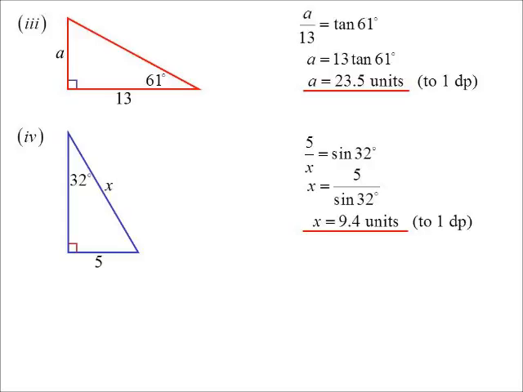Of course, I could have written it as x over 5 is the cosecant of 32, thus the pronumeral being on the top. But really, there's only one reason I don't do that. Why? Yeah, I don't have a cosecant button. So we tend to put things in terms of the three ratios that we do have. And 9.4.